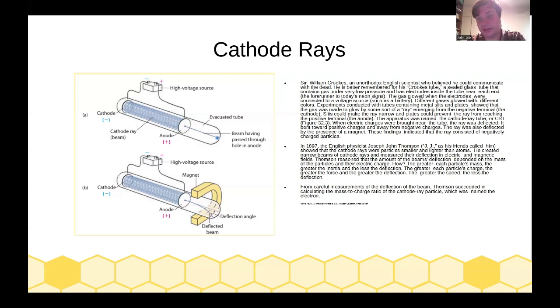How? The greater each particle's mass, the greater the inertia and the less the deflection. The greater each particle's charge, the greater the force and the greater the deflection. The greater the speed, the less the deflection. From careful measurements of the deflection of the beam, Thomson succeeded in calculating the mass-to-charge ratio of the cathode ray particle, which was named the electron.